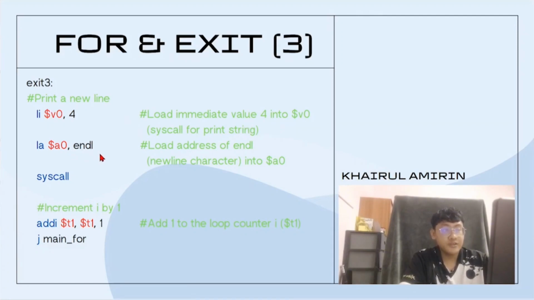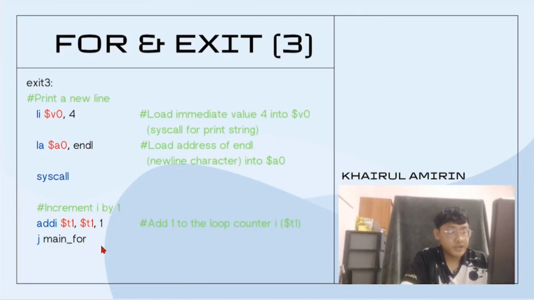And then the second line, we use load address. It is to load the address of the end line into A0. Basically, we will load a new line character into the register A0. So it then increments T1 by 1, presumably updating the row count, and jumps to the main for. Main for was already explained in the previous slide.